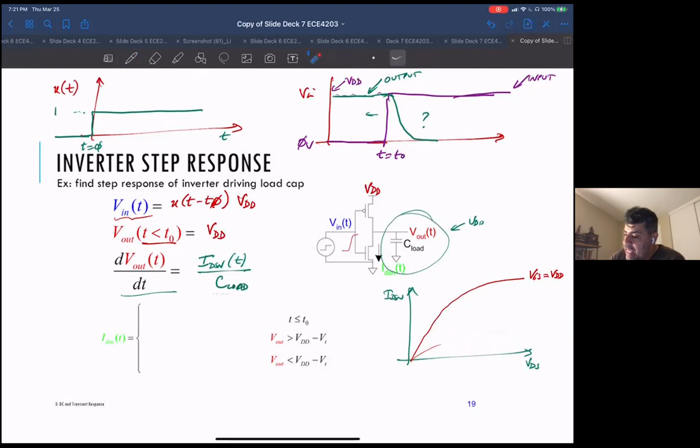But as my output changes, my VDS is changing. This is the drain and this is the source for this NMOS. As this is discharging and this point is going down, my VDS is shrinking, so my IDS is actually changing, and this is how it's changing. For t less than t0, the IDS is just 0. The transistor is off, so there's no current going through it at time t less than t0. Then when Vout is larger than VDD minus VT, remember VGS is VDD, so this is the same as VDS, so Vout, sorry.